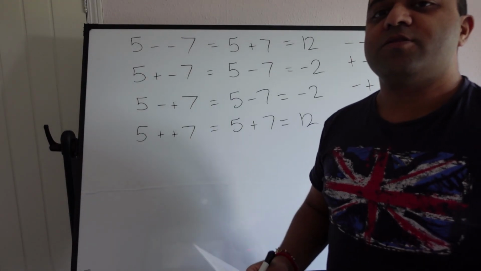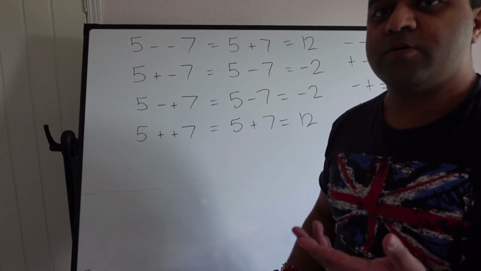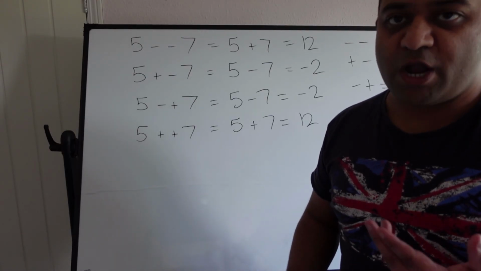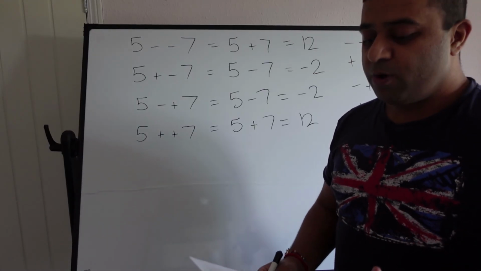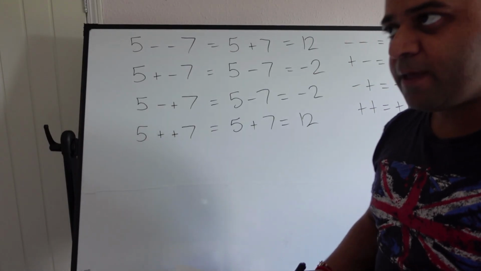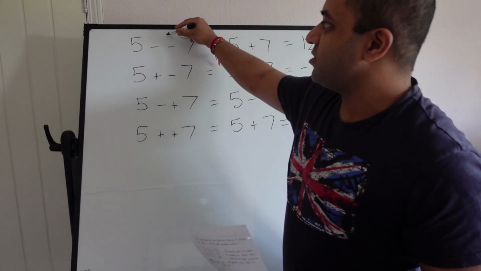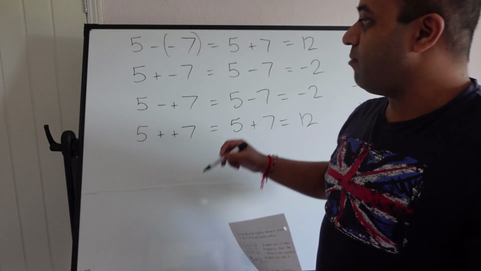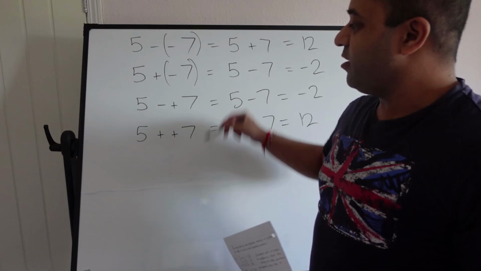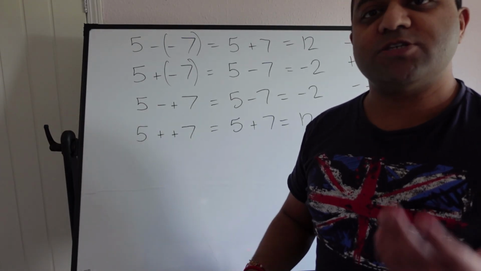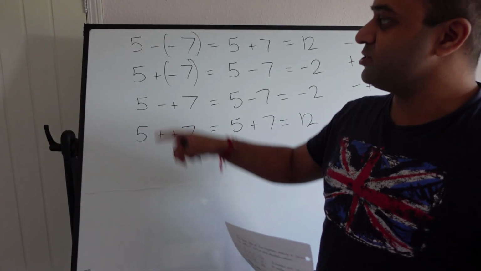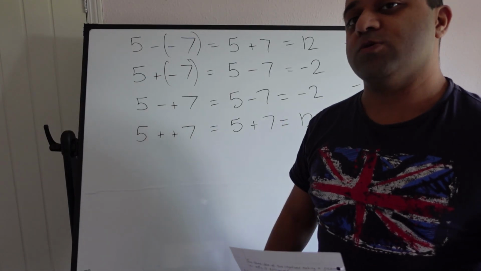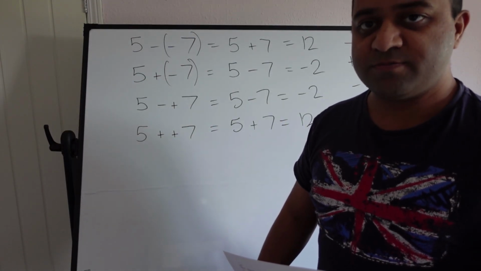So this is how we can rewrite more difficult directed number questions to help us answer them. Now, a lot of times you'll see that there's brackets in front of the minus number after the operation. That doesn't make any difference here. The minus minus will still make the plus, and the plus minus will still make a minus.